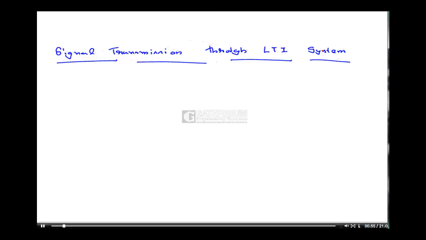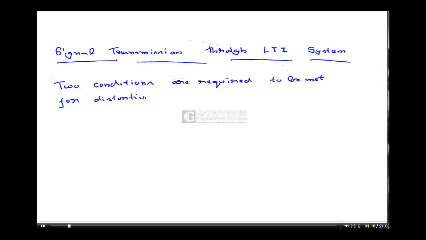For this to happen, two conditions are required to be met for distortionless transmission.